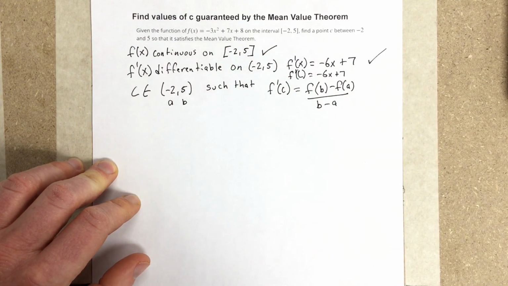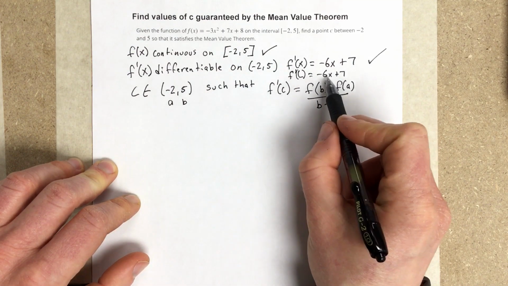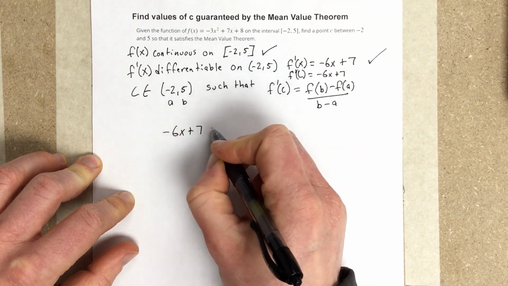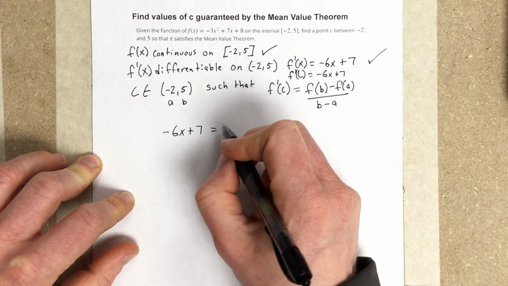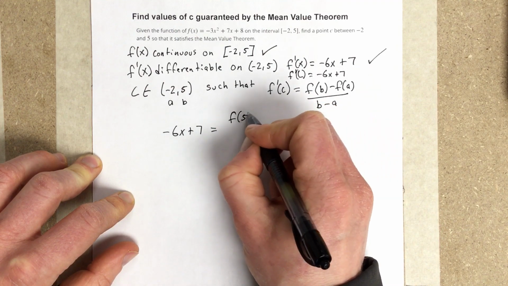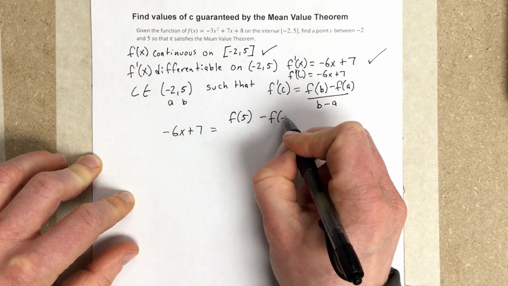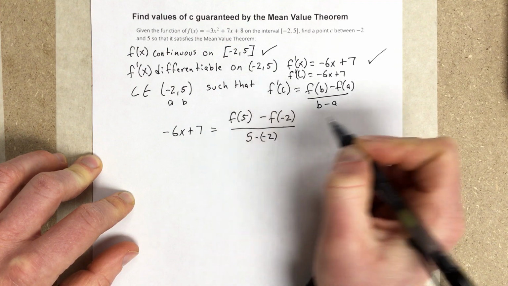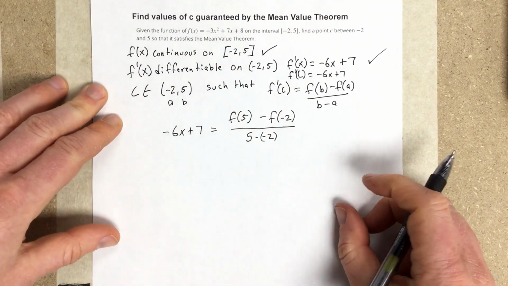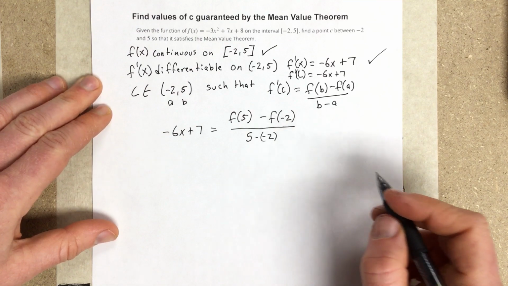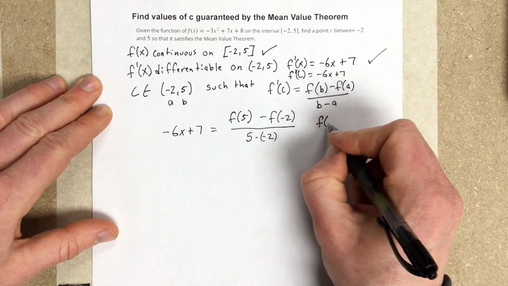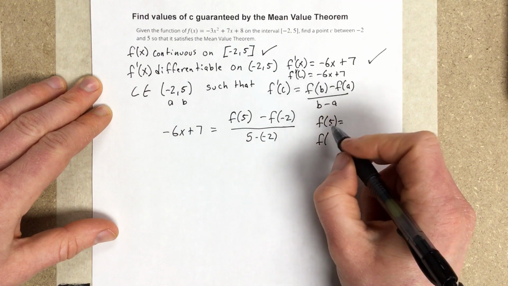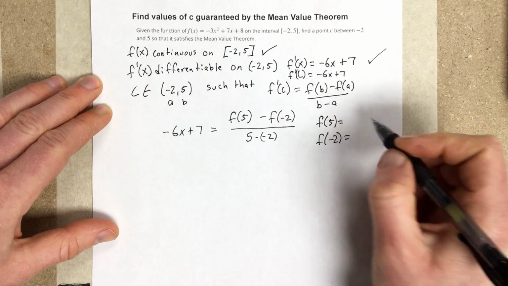So we can go ahead and start plugging some stuff in. First of all, f prime of c is negative 6x plus 7. So I can write negative 6x plus 7 is equal to f of b, which would be f of 5, minus f of negative 2, all over 5 minus negative 2. So then I'm going to have to figure out what f of 5 is to start this. I'm going to use the calculator to find that number, and I'm going to figure out what f of negative 2 is.